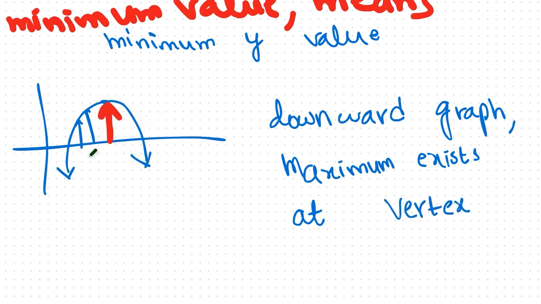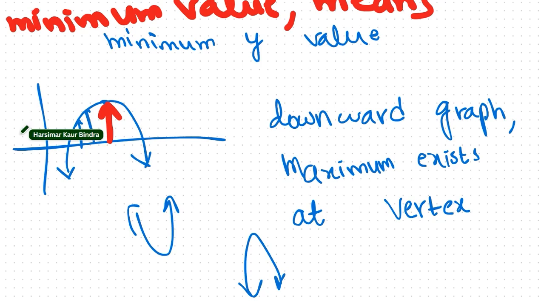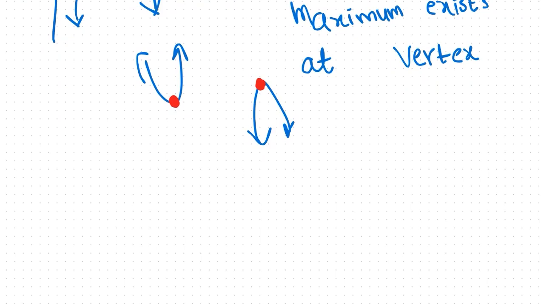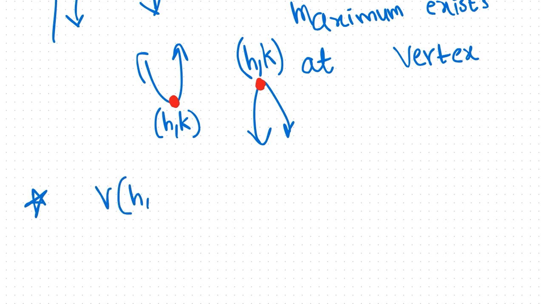So notice something: whether the graph is upward or downward, the maximum or the minimum associated with it lies on the vertex. So finding the vertex coordinates is extremely important, correct? (h, k), remember? So when it comes to graphing, the very first thing which is important is the vertex (h, k).